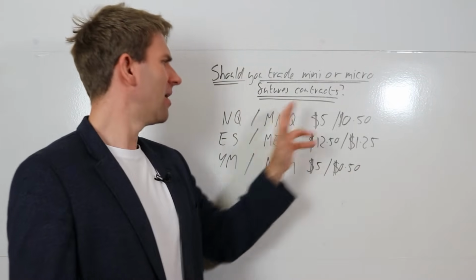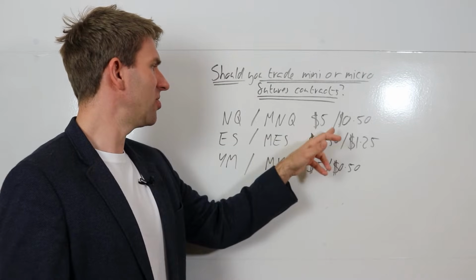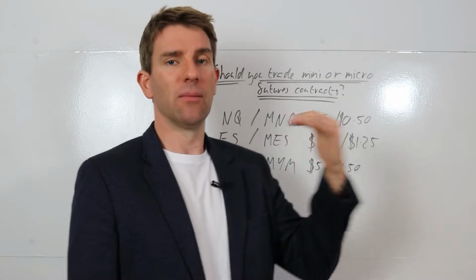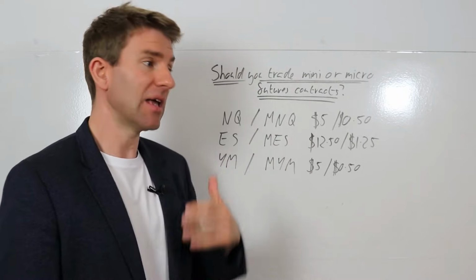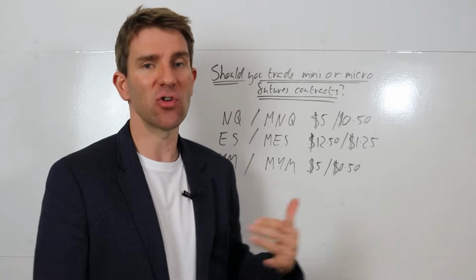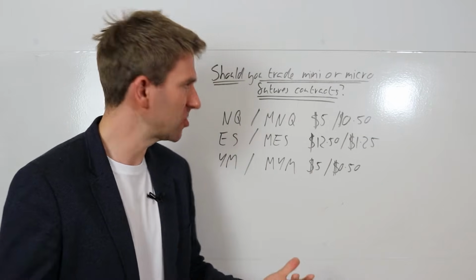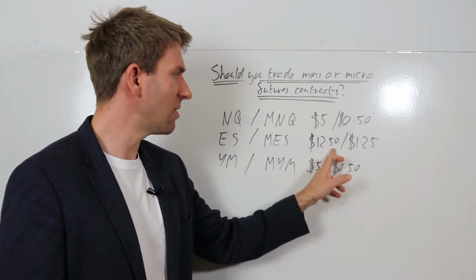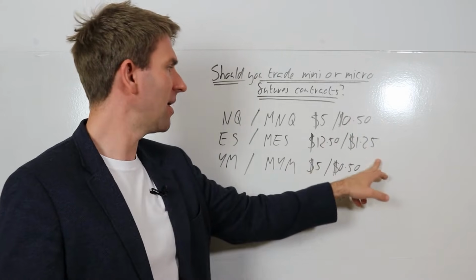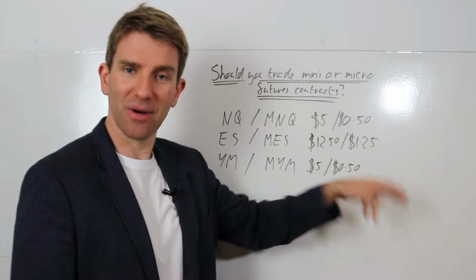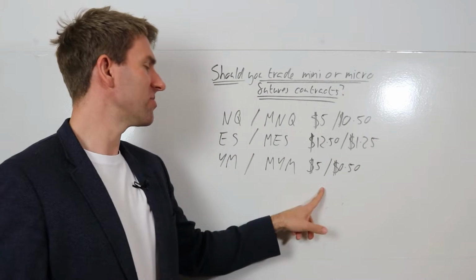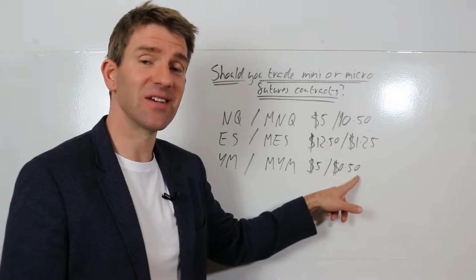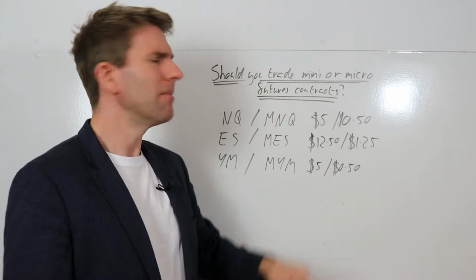So very quickly, per tick, the NQ is $5 per tick. In other words, every quarter point increment is $5, so you're going to get four ticks in 1 point. So every point the Nasdaq moves is going to be 20 bucks. If you go to the micro, that's 50 cents a tick. ES, every tick is $12.50, $1.25 if you're on the micro. YM, $5 a tick. MYM is $0.50. No, it's not 50 cents a tick for the micro, sorry, mini, micro, cents, all this stuff.